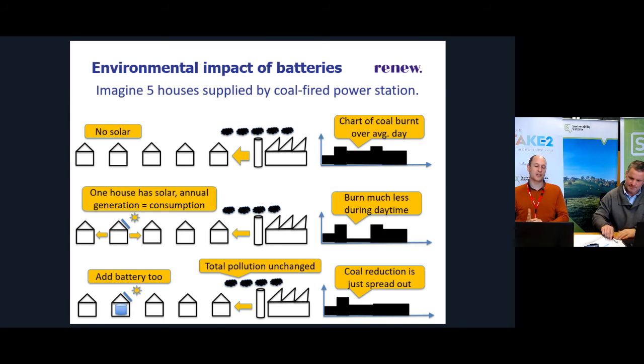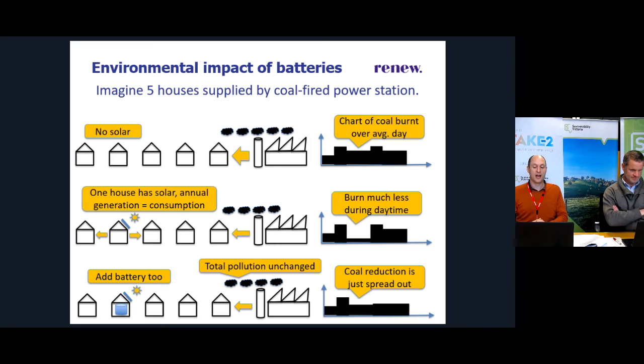So let's take a case where you have 5 houses and they're supplied by a coal-fired power station. Obviously, this is a simplification because a coal-fired power station needs to supply a lot more than just 5 houses, but just as an example, if you've got no solar there, then the coal-fired power station is going to be emitting pollution, greenhouse gases, in proportion to the load that it's supplying. So five houses, I've put 5 little puffs of smoke to indicate that level of pollution. And on the right is the chart of how the coal is being burnt over the day. Let's assume all the houses are identical and that they've all got a bit of a morning peak and an evening peak as well. So the coal burning without any solar is just going to match that profile of electricity consumption in the houses.